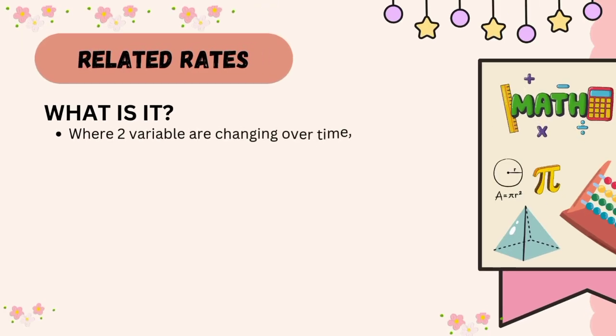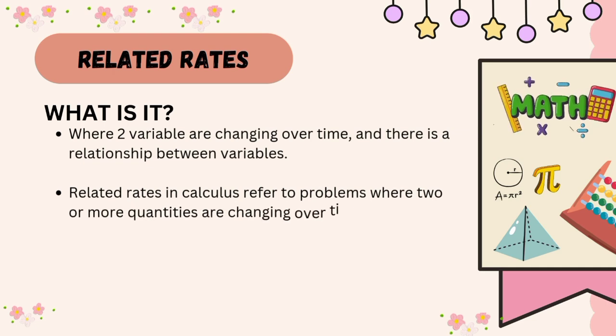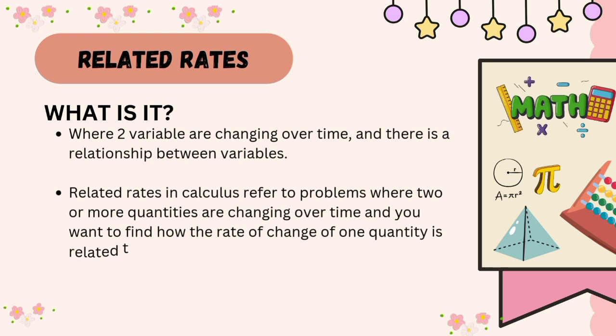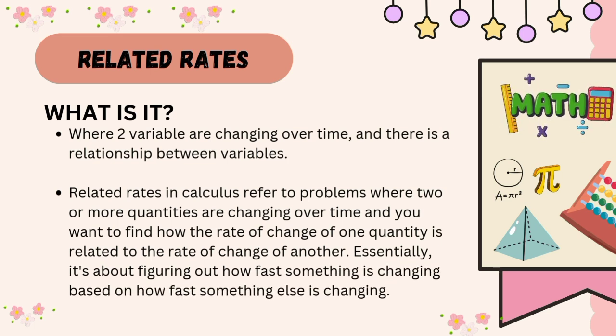Related rates. Related rate is where two variables are changing over time and there is a relationship between the variables. It also refers to problems where two or more quantities are changing over time and you want to find how the rate of change of one quantity is related to the rate of change of another. Essentially, it's about figuring out how fast something is changing based on how fast something else is changing.